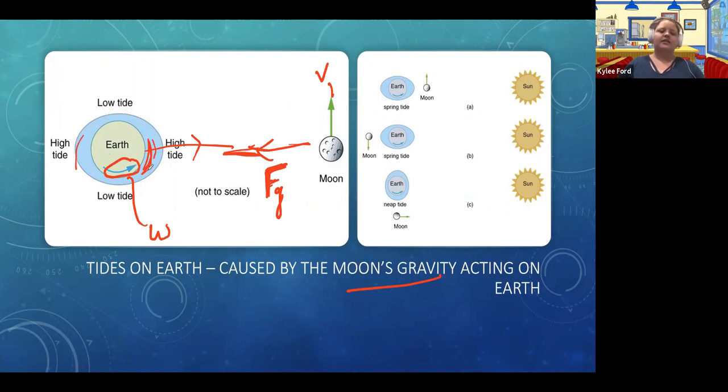So as you can see, the high tides are going to be towards and away from the moon. The low tides are on the other sides of Earth. So we get 2 high tides per day. Just a little bit of information. I just wanted to give you a brief understanding about that.